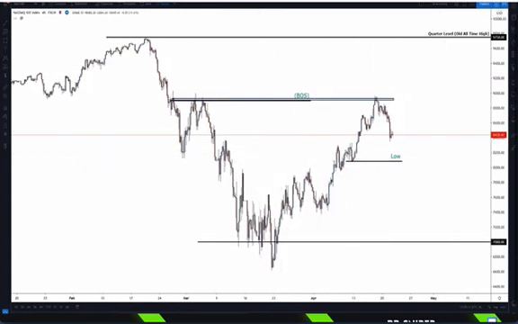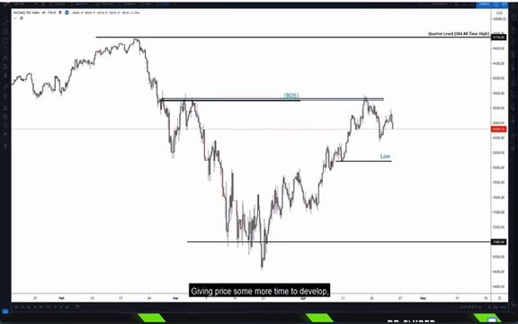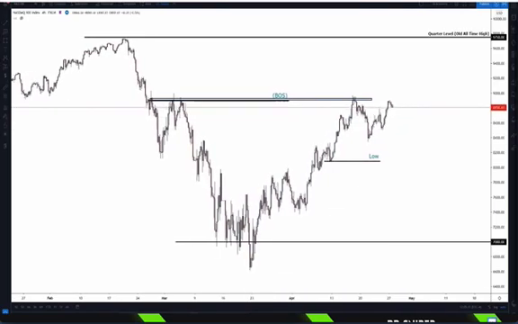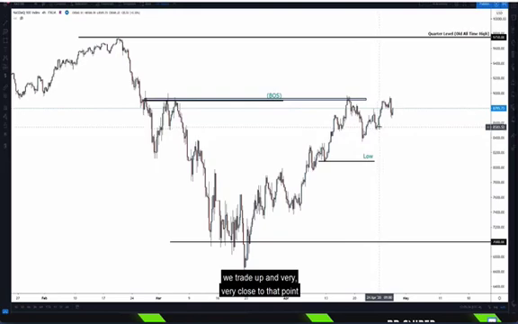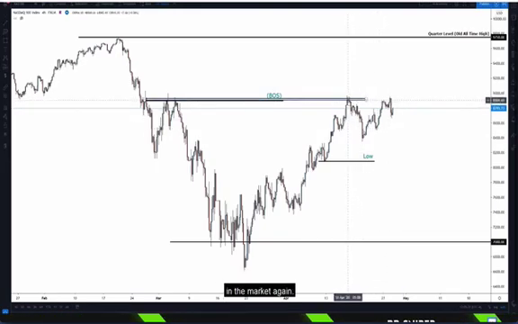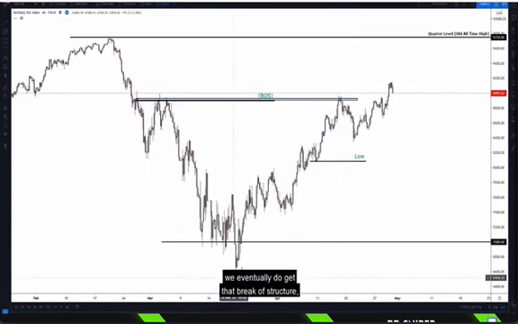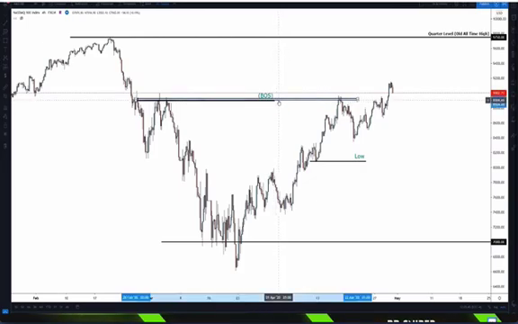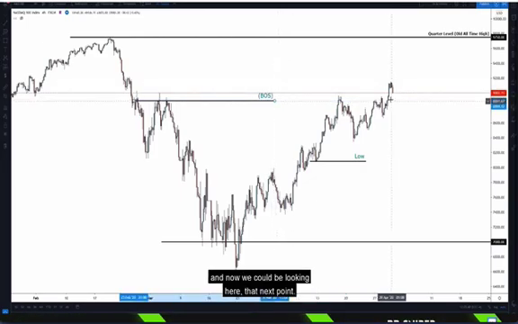So let's see what happened. Giving price some more time to develop. We trade up and very, very close to that point in the market again. We can see that the candlestick this time around did trade a little bit higher than before. And then with a little bit more time, we eventually do get that break of structure and we return all the way back to that imbalance that was created near 9,000. Okay, so we got the break of structure.